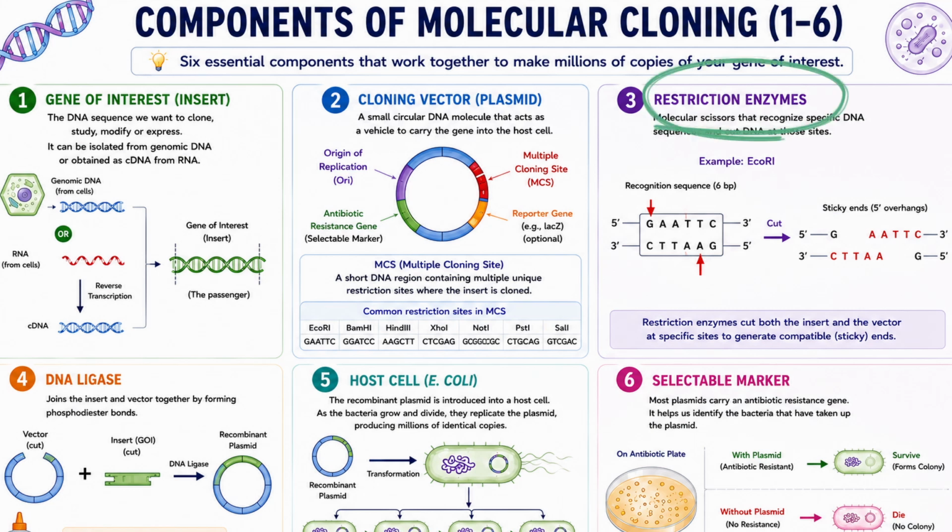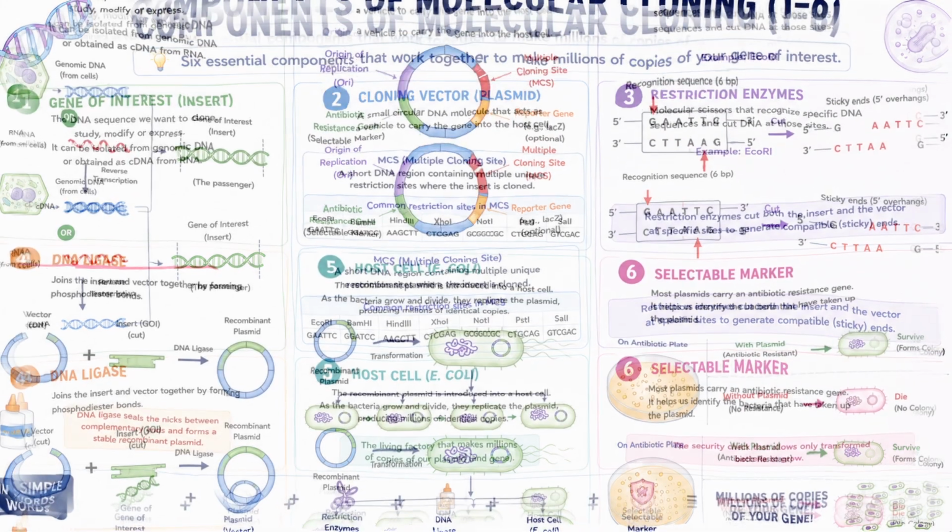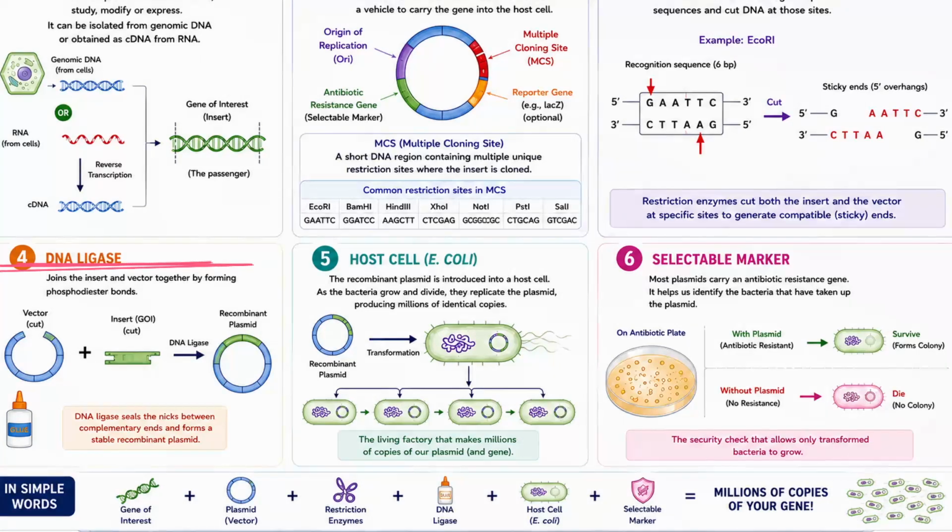Next you need restriction enzymes, also called molecular scissors. These enzymes recognize very specific DNA sequences and cut DNA at those sites. They cut both the gene and your plasmid using the same enzyme, and that will produce compatible ends, which can be joined together with the help of DNA ligase. DNA ligase forms a phosphodiester bond between your insert and the vector and seals them together.